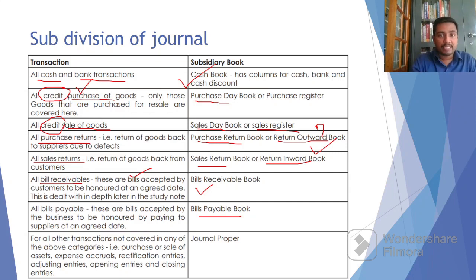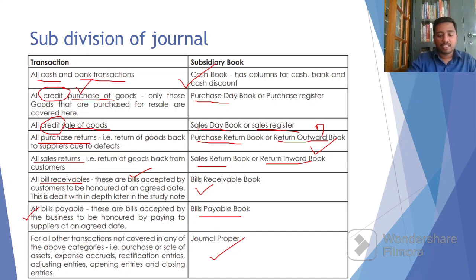So the bill is generated, the bill is created, the bill is accepted, then such types of bills are recorded in the bills payable book. And any other transactions which cannot be recorded in any of the above subsidiary books will be recorded in the journal proper.